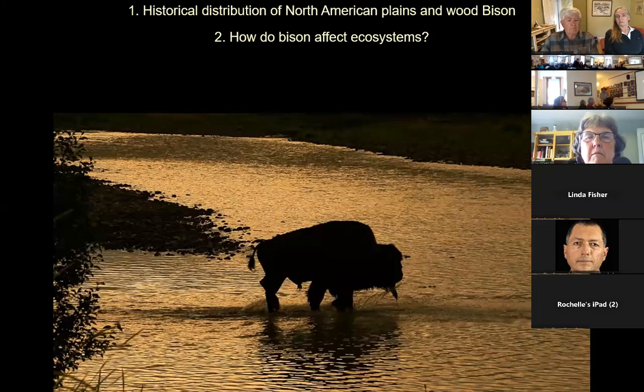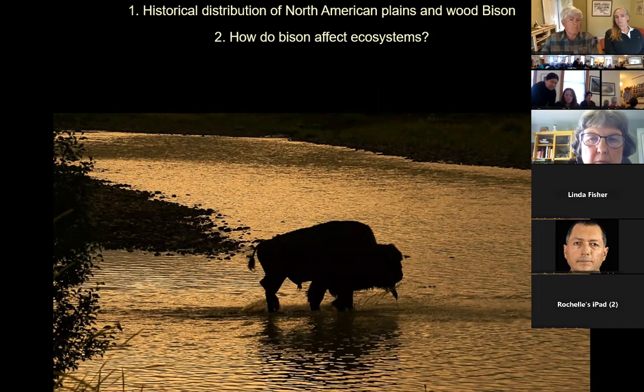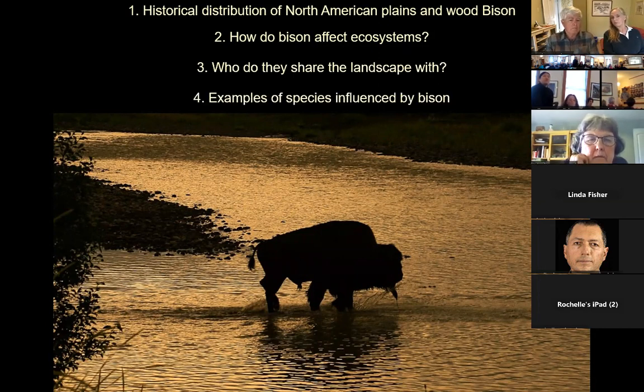Just a little anecdote while we get started on this. The talk is about plains and wood bison, but there's actually a third type of bison that early explorers referred to as the mountain bison. It's sort of a cross in its appearance, patterns and behavior between the plains and the woods. And they think that the origin of the mountain bison is just north of Edmonton along the North Saskatchewan River Valley. That's the area of range overlap between the two subspecies.